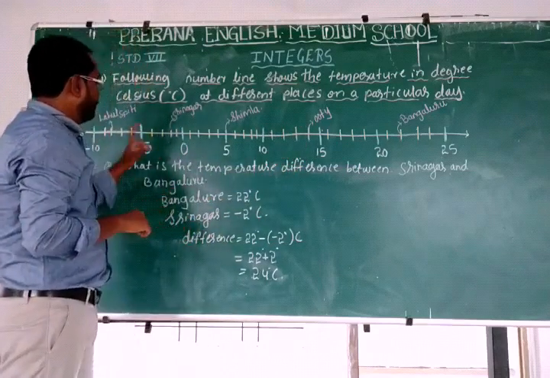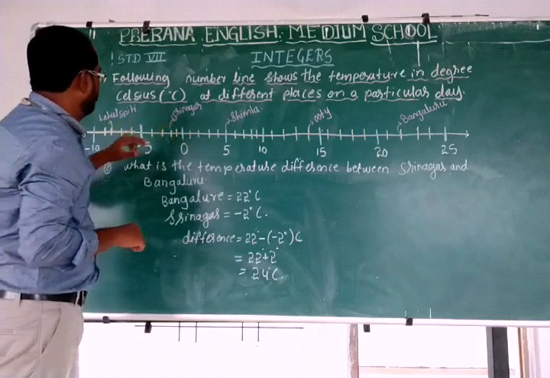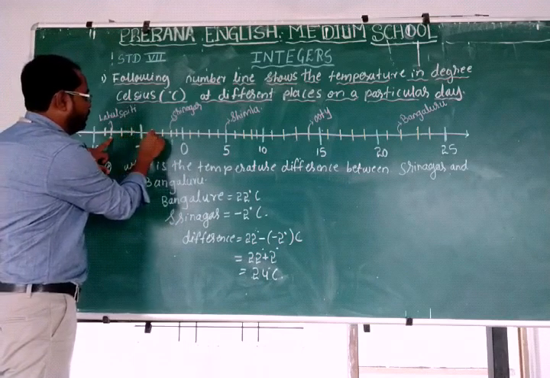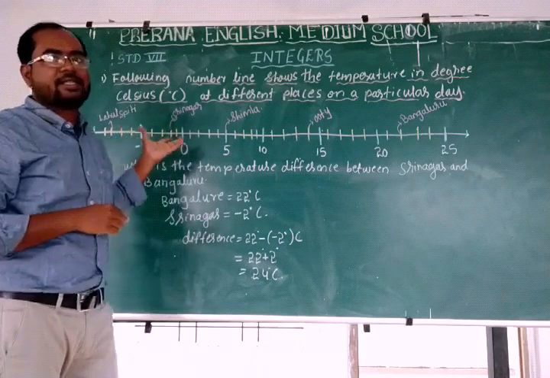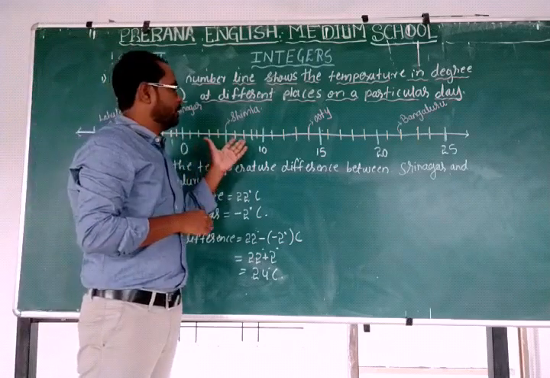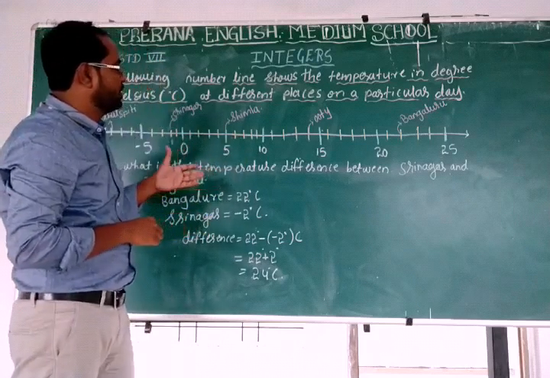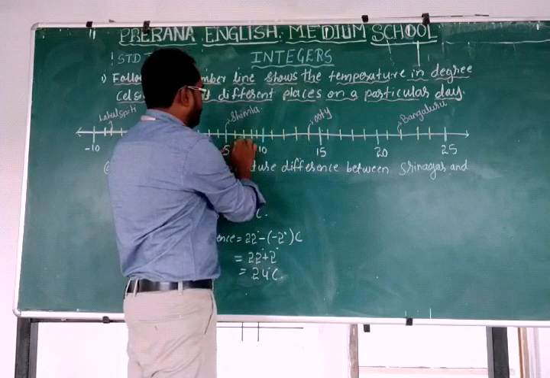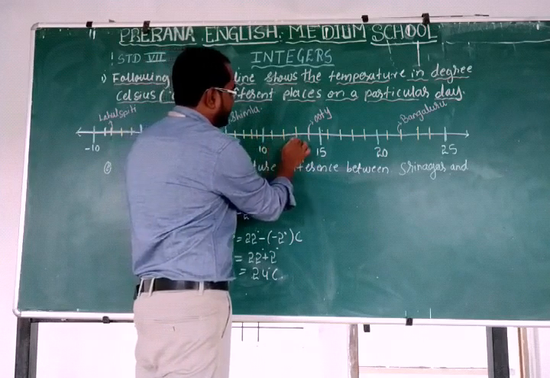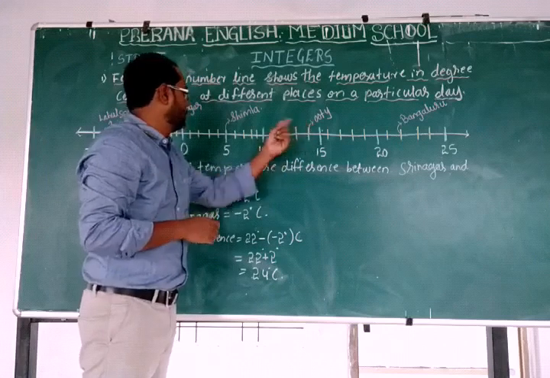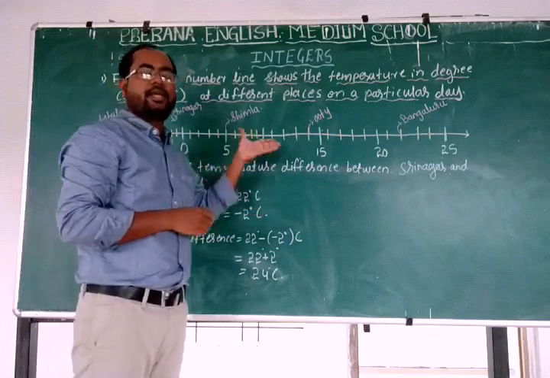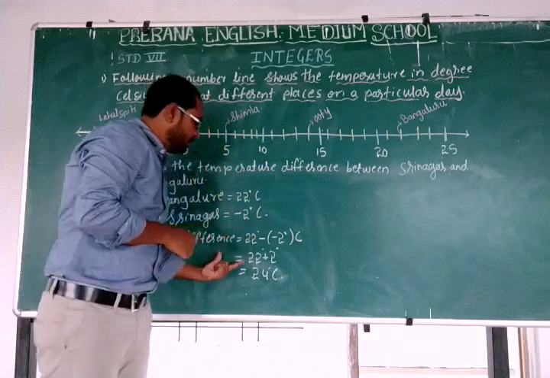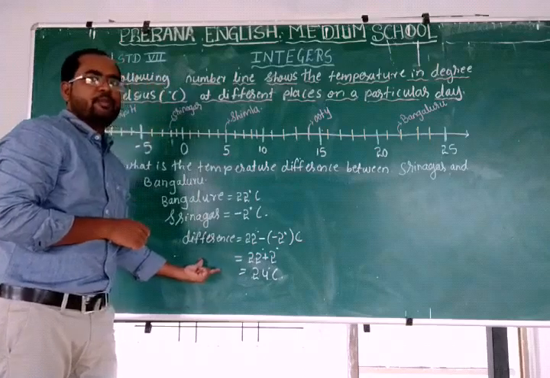If they ask, what is the temperature difference between Lahuspati and Srinagar? Lahuspati is here and Srinagar is here. So calculate. 1, 2, 3, 4, 5, 6. So 6 degrees Celsius. Easily you can calculate. Next, if they ask what is the temperature difference between Ooty and Shimla, see here 1, 2, 3, 4, 5, 6, 7, 8, 9 degrees Celsius, because 14 minus 5 will be 9. Using number lines we can easily calculate. This is the simple way of calculating, and this is how you solve according to the method.